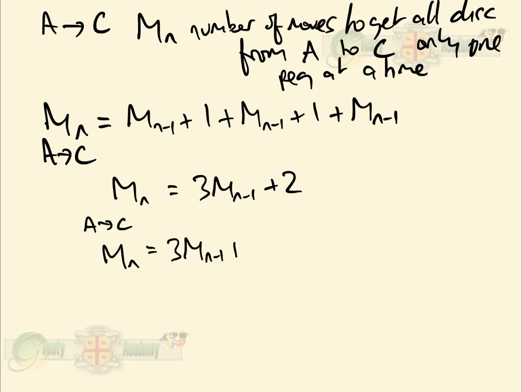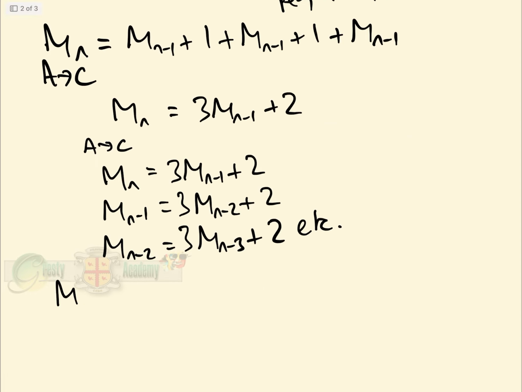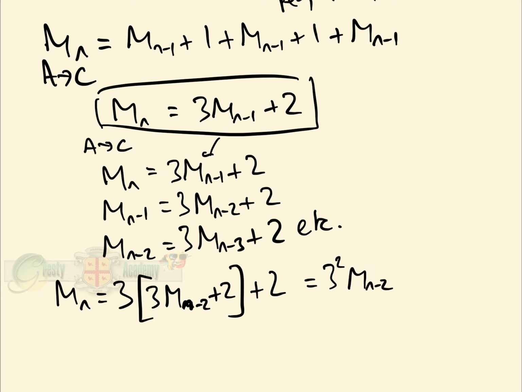Mn is 3M(n-1) add 2. M(n-1) is equal to 3M(n-2) add 2. M(n-2) is equal to 3M(n-3) add 2, etc. So completing it in, and again, I know there are more formal ways to solve these recurrence relationships, but let's do it this way because it's nice and clear, and makes it clear what's going on. So Mn equals 3, let's stick M(n-1) in here, 3M(n-2) add 2 add 2, which equals 3 squared M(n-2) add 3 times 2 add 2.